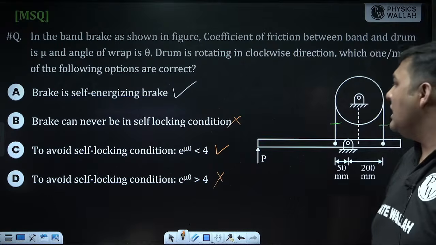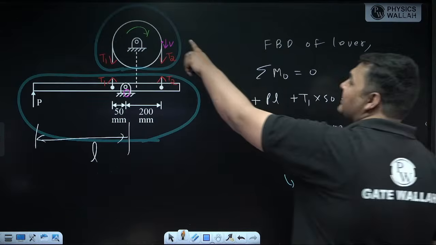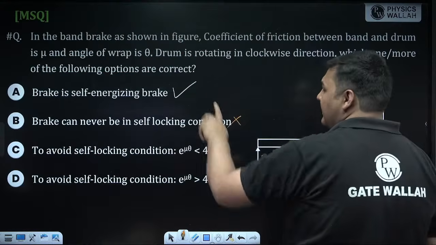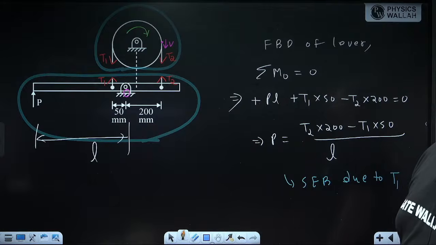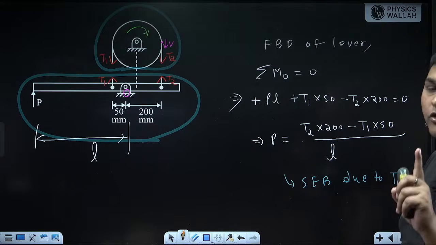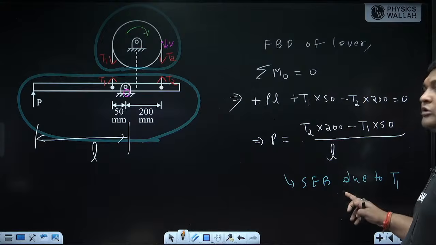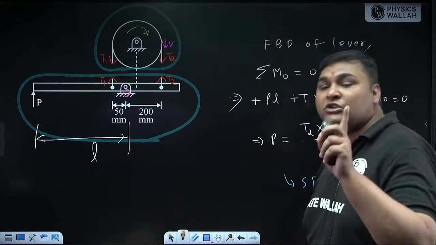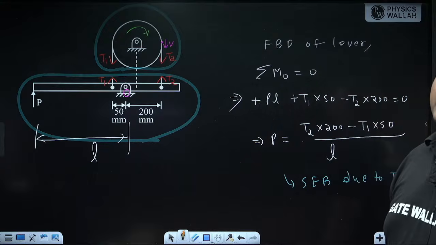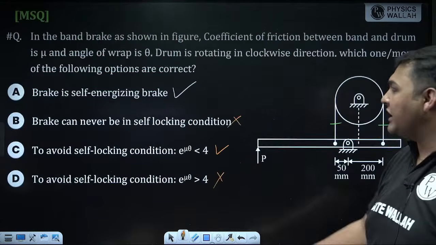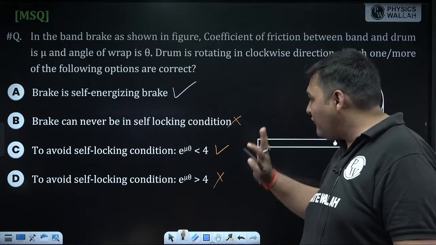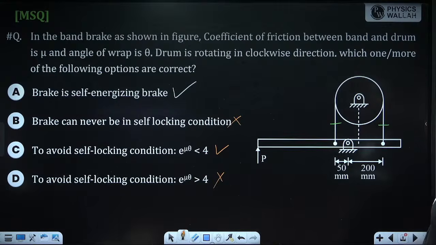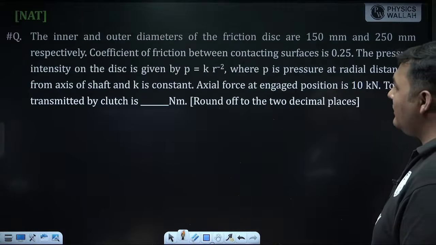But suppose now the same question is coming for anti-clockwise rotation. Again the brake will be self-energizing, meaning A will be correct. But in that case the brake will be self-energizing due to slack side tension. That you need not remember. Again, if you do the derivation, that conclusion will automatically come. And if it is self-energizing due to slack side tension, then it can never be in self-locking condition. So for that question, B will be correct. But right now for this question, A and C are correct. Okay, very good.